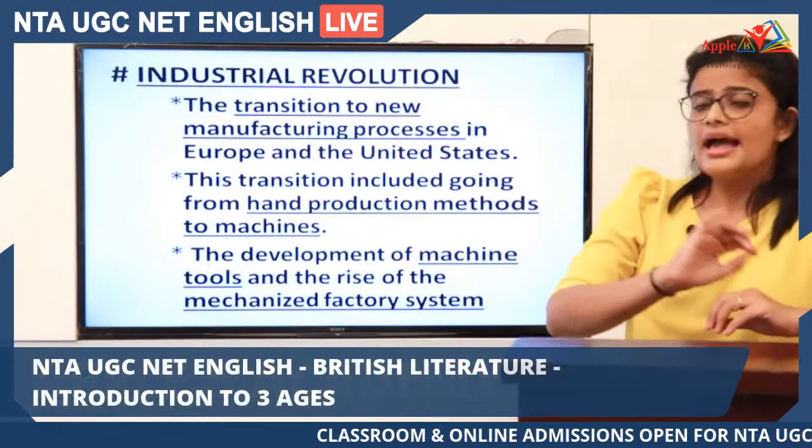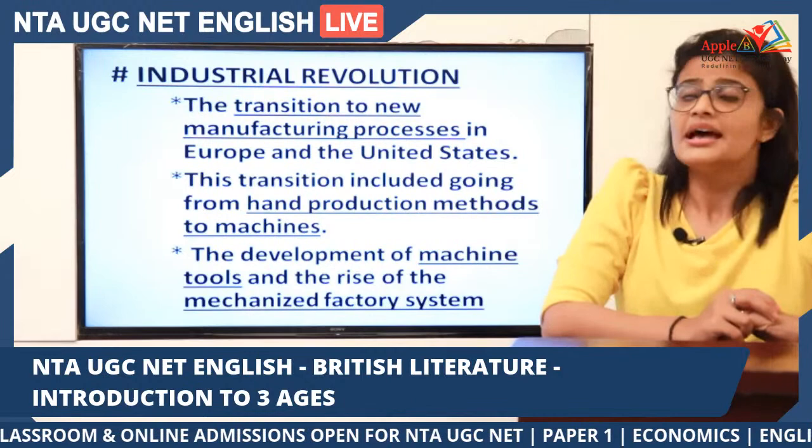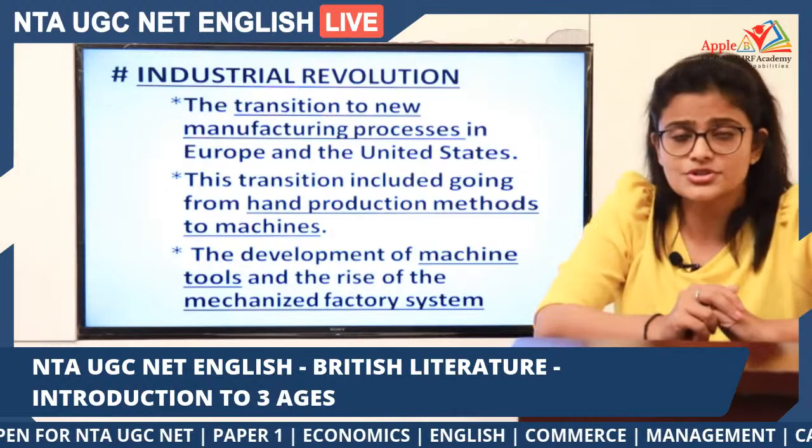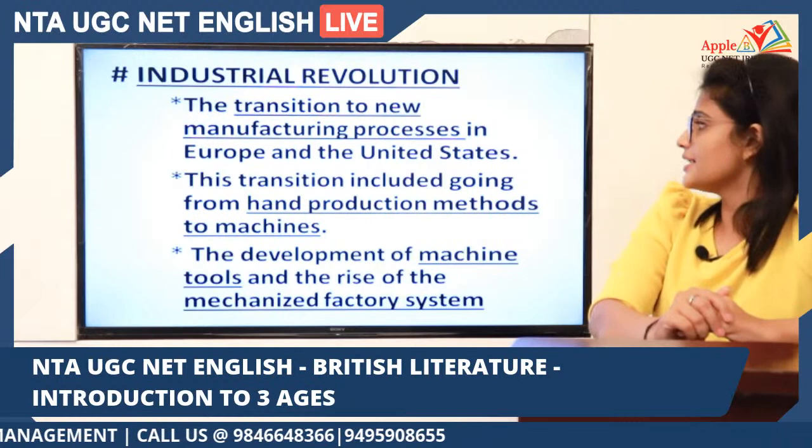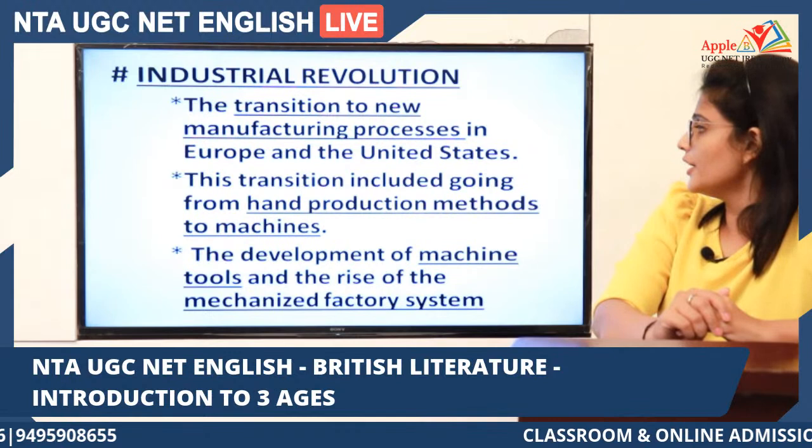And the second important feature that you have to remember about the Romantic Age is the Industrial Revolution. As I said earlier, the Romantic Age is a response to the French Revolution, and the second one is the Industrial Revolution. The Industrial Revolution is marked by the transition to new manufacturing processes in Europe and the United States. This transition included going from hand production methods to machines.